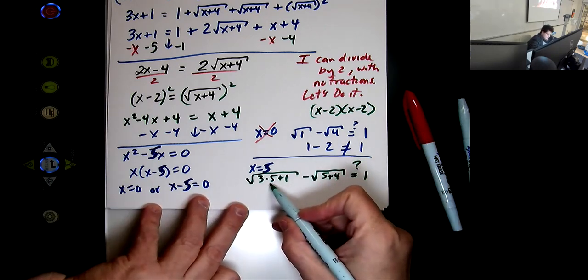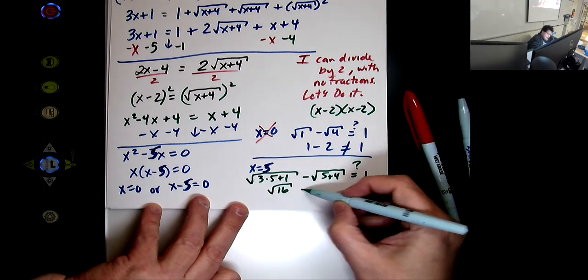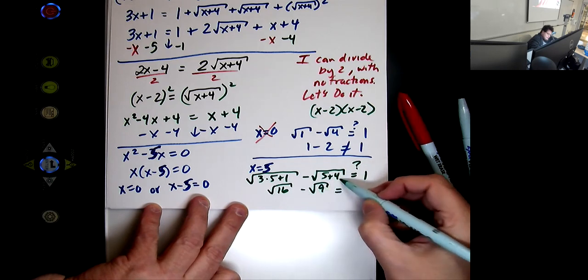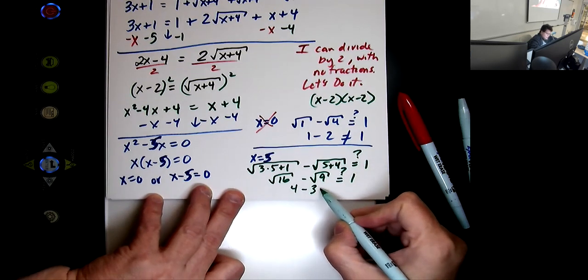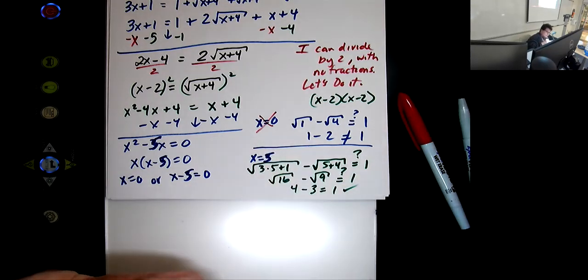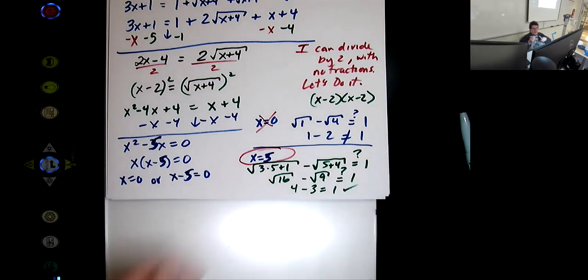3 times 5 is 15, plus 1 is 16. So I got the square root of 16 here. And 5 plus 4 is 9, so I got the square root of 9 here. Does that equal 1? 4 minus 3 equals 1. Yes. So x equals 5 is our only answer. Good catch.